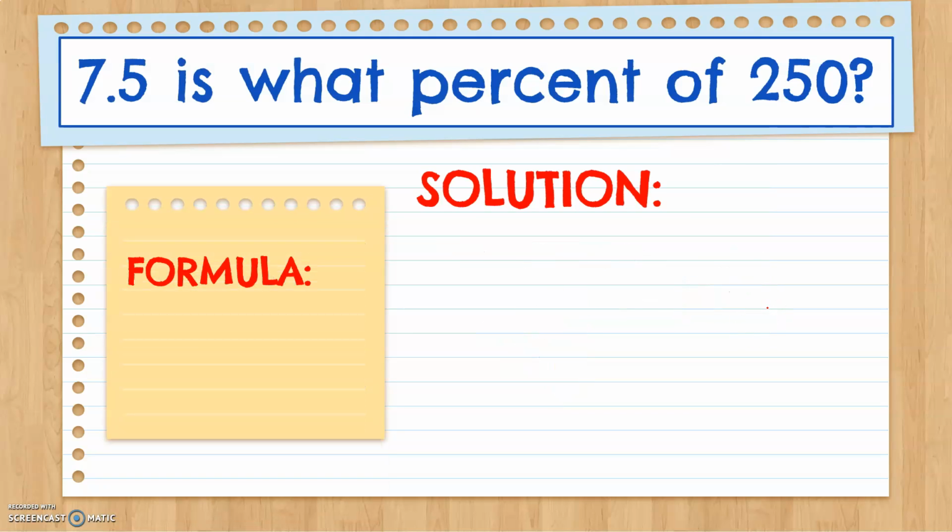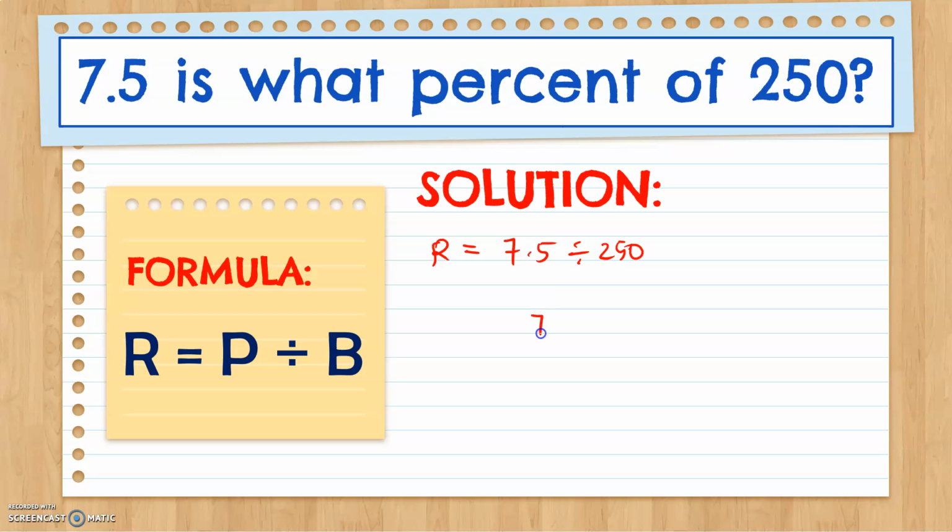Next, 7.5 is what percent of 250? Again, this is our formula. Rate will be equal to 7.5 divided by 250. So let's divide 7.5 by 250. Let's start with 7. 7 divided by 250 is 0. 0 times 250 is 0. So we'll have to include 75. Okay, 75 divided by 250 is 0. 0 times 250 is again 0.